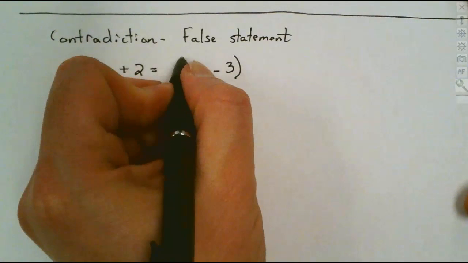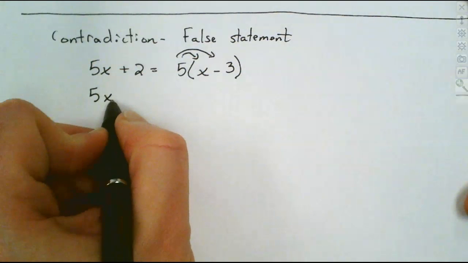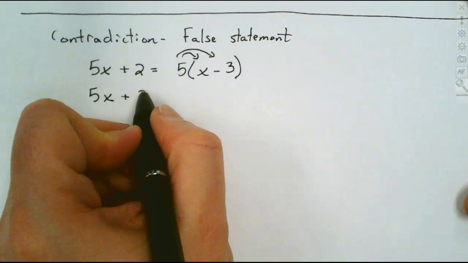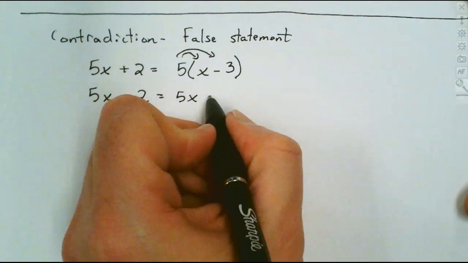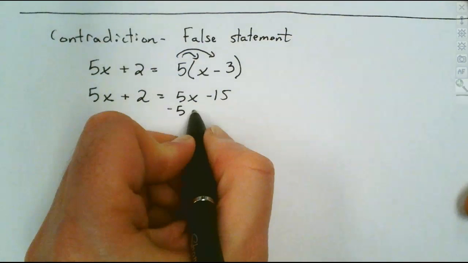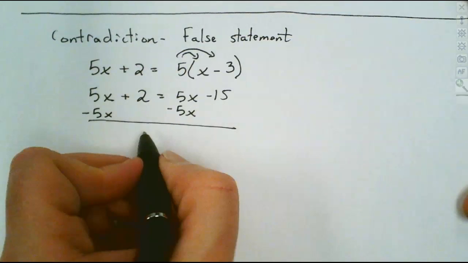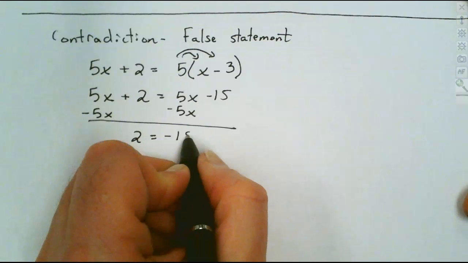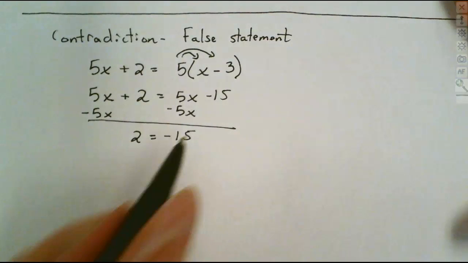So when I distribute this 5 through on the right, the left stays the same as 5x plus 2. The right-hand side becomes 5x minus 15. We move that 5x over with subtraction. And then we're left with 2 equals a negative 15. Well, obviously 2 does not equal a negative 15, does it? Right? That doesn't make sense at all. So this is a false statement.